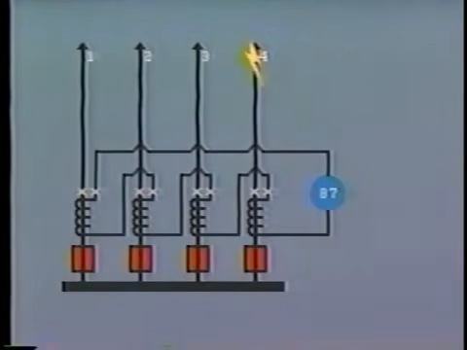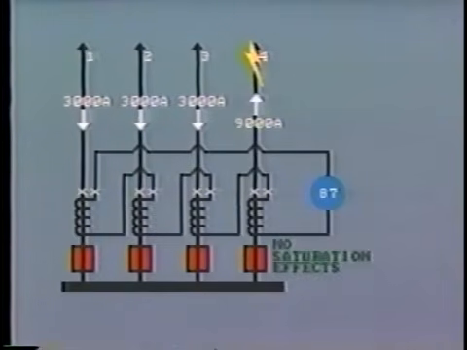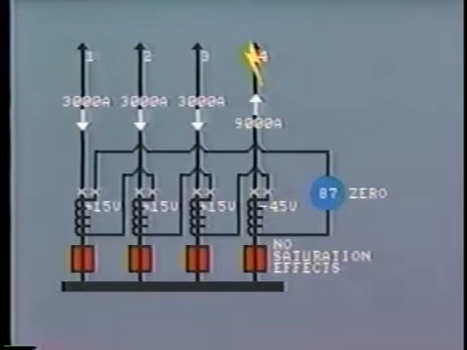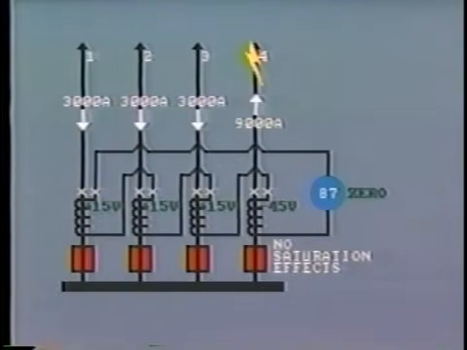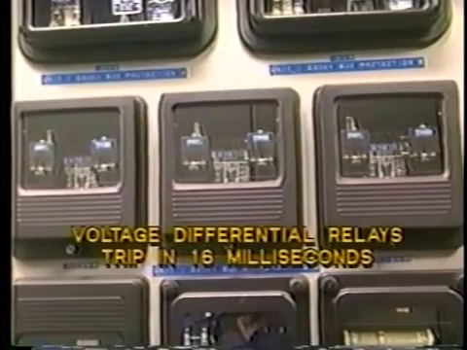For an external fault on one of the lines, we may have, say, 3,000 amps entering in each of the lines 1, 2, and 3, and 9,000 amps going to the fault on line 4. As the linear coupler does not suffer from saturation effects, the sum of the voltage will be 0. The relay will not trip for this external fault. This relay is highly sensitive and will trip in about 16 milliseconds, that is 1 cycle, so providing high-speed operation.